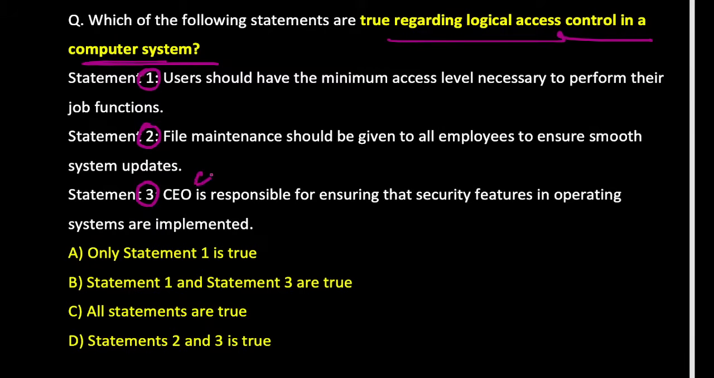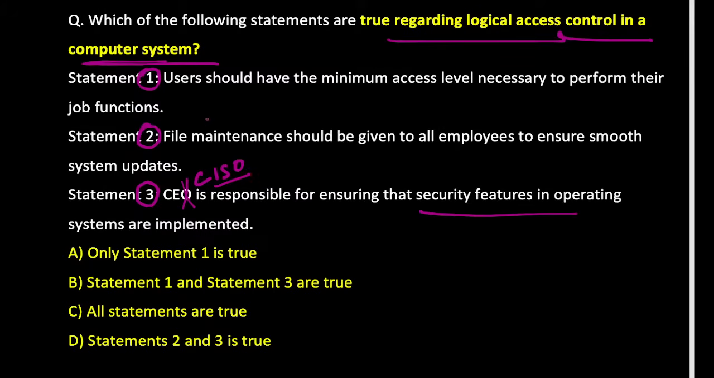So this should be आपका Chief Information Security Officer, CISO. It is called CISO, not CEO. ठीक है. So CEO is responsible for ensuring security features. No, it is not CEO, it is CISO. ठीक है. Chief Information Security Officer who will be responsible for this.